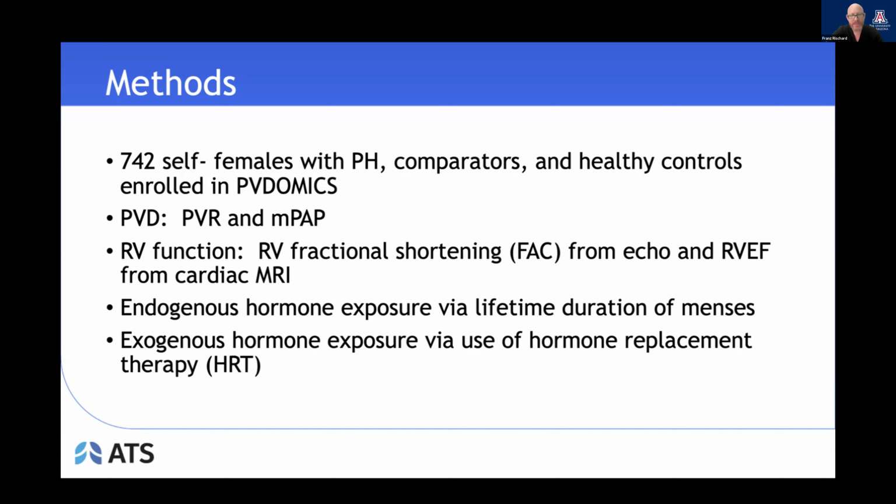In this study, we measured pulmonary vascular disease by PVR and mean pulmonary pressure, and RV function by echo and cardiac MRI. Endogenous hormone exposure was measured via lifetime duration of menses, from menarche to menopause, and exogenous hormone exposure via hormone replacement. We did exclude oral contraceptives in that analysis.